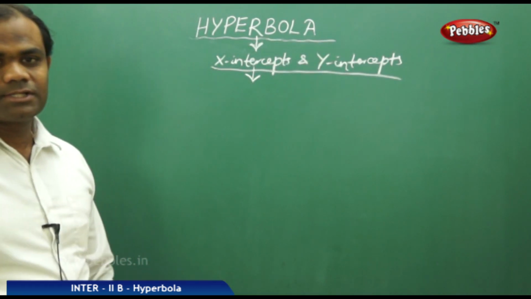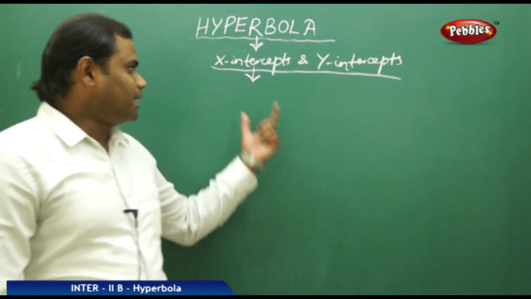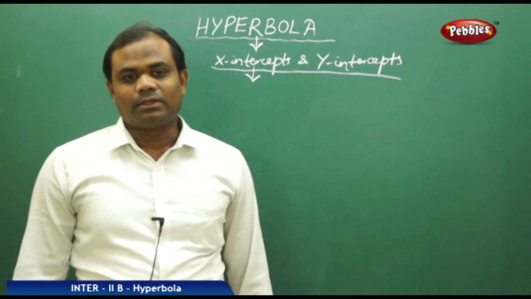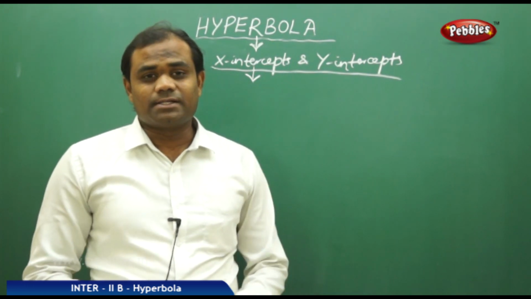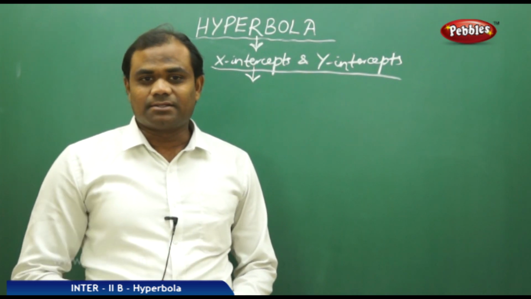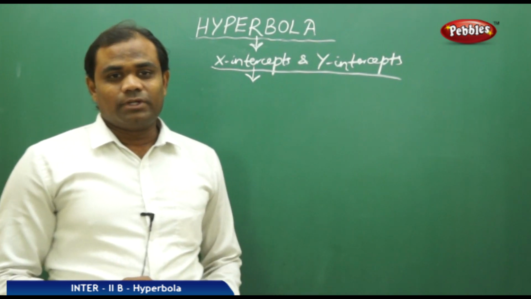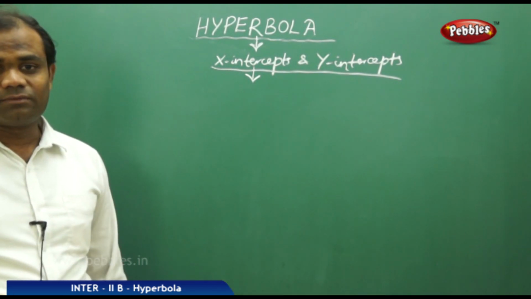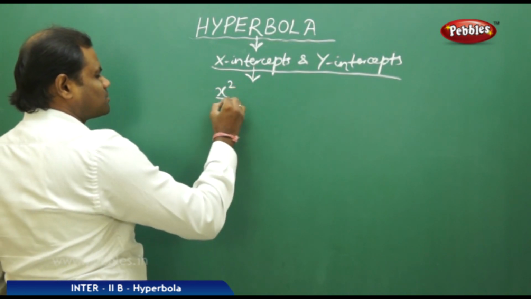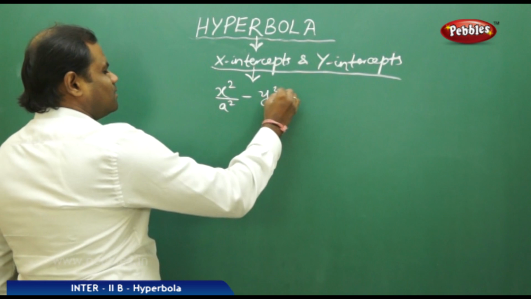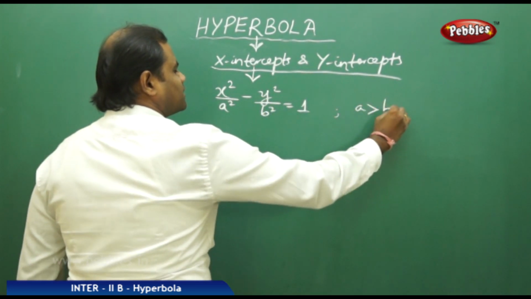Now that we have discussed some of the properties of hyperbola, next are the x-intercepts and y-intercepts. That is, we would like to identify at what points the hyperbola cuts the x-axis, and at what points the hyperbola cuts the y-axis. So let's see the x and y-intercepts of the hyperbola. The equation of hyperbola being x squared by a squared minus y squared by b squared equal to 1, assumed with a greater than b.